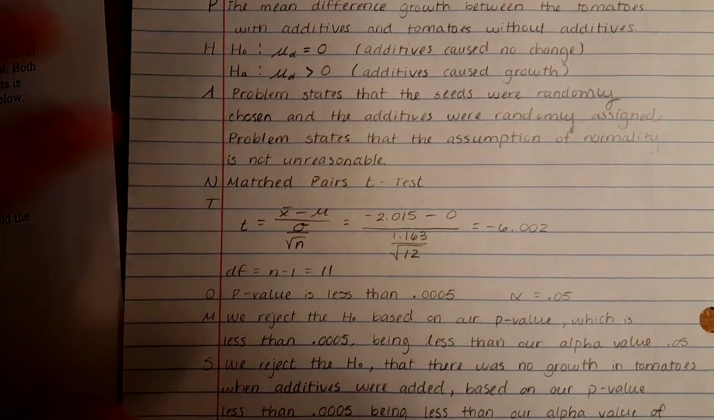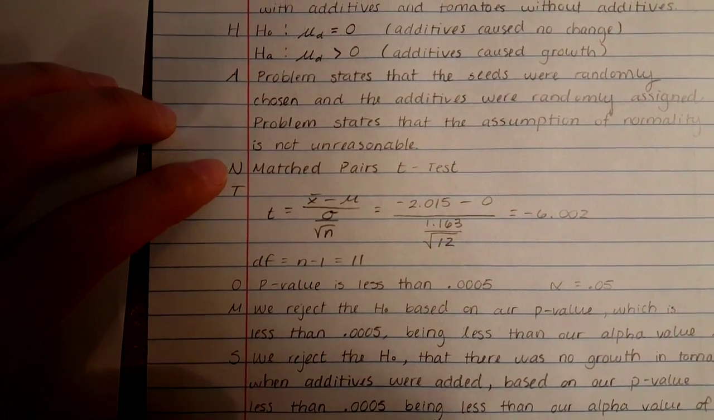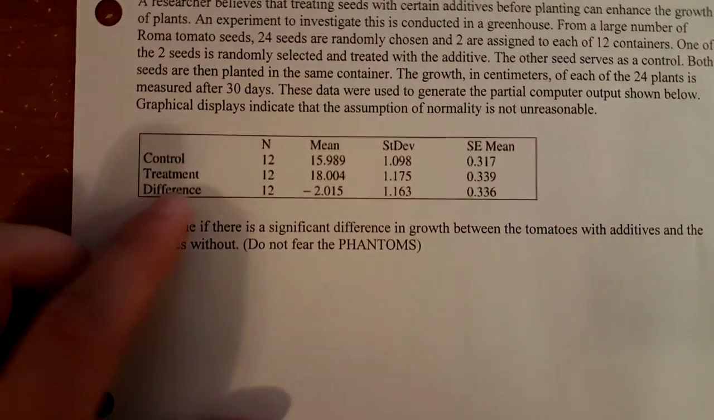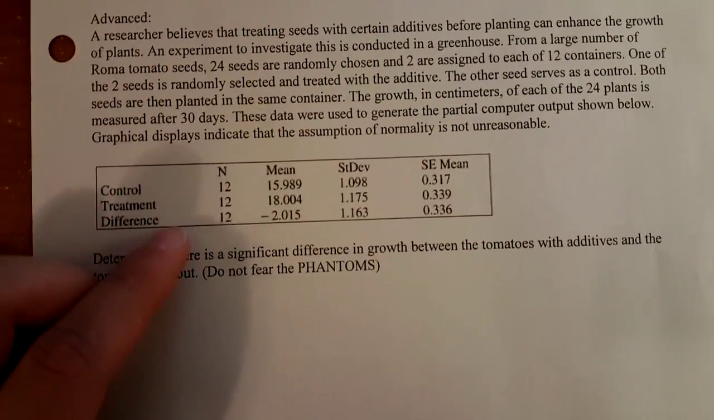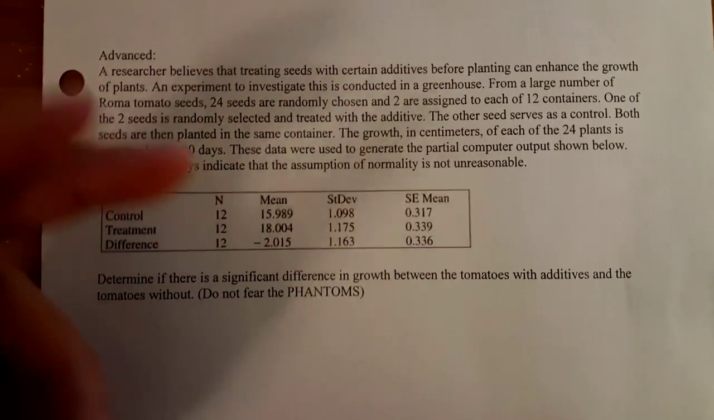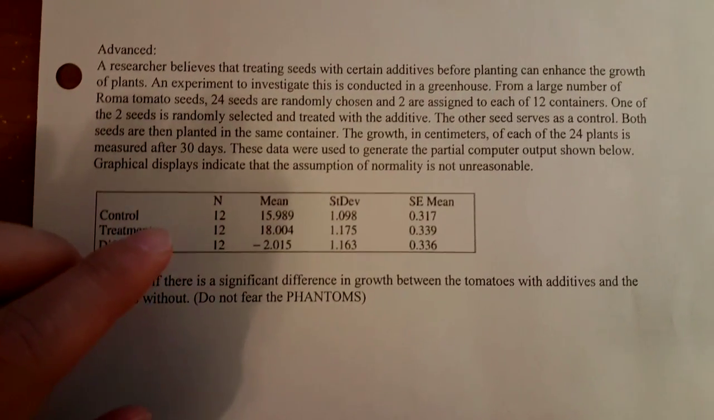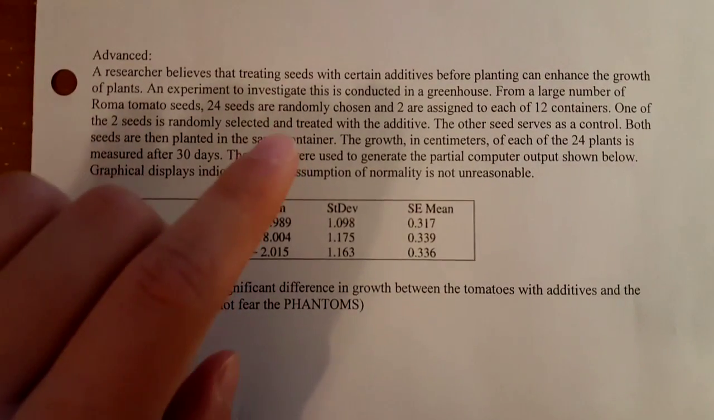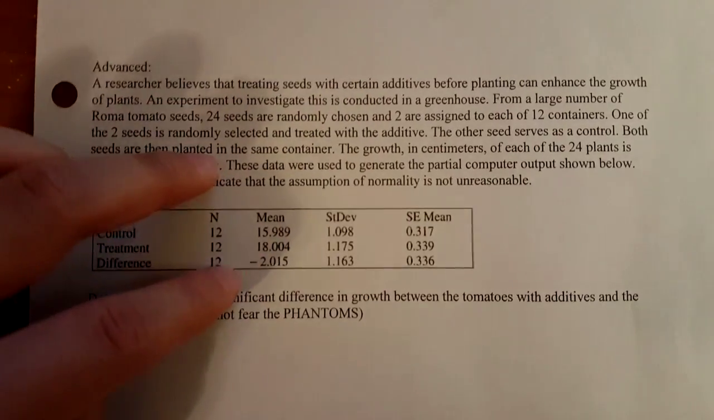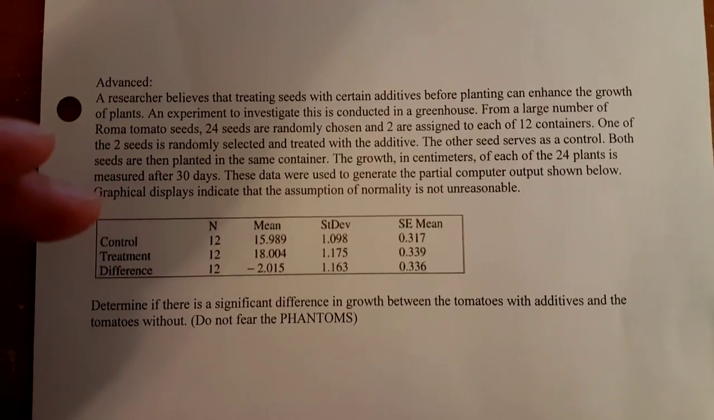N, which test are we going to use? Well, we're going to use the matched pairs t-test. The biggest hint is that they give us a difference, so you might as well use it, right? And also it's because we are applying 2 treatments to 1 sample. Like, we have 1 tomato and we're looking for the growth, and the 2 treatments would be the control and the additives, like with the additives and without the additives.